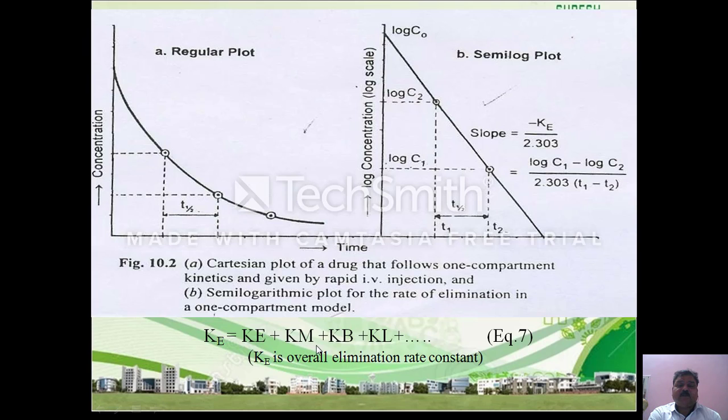So Ke is equal to Ke plus Km plus Kb plus Kl. Here Ke is the overall elimination rate constant from the blood, metabolites, liver, and all that. So the slope you can find from this equation. Slope is equal to minus Ke divided by 2.303.